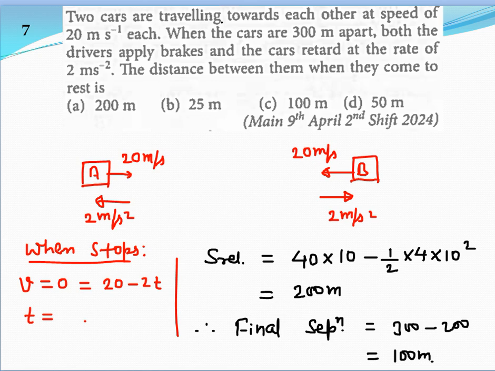Two cars are traveling towards each other at a speed of 20 meter per second each. Initially the cars are 300 meter apart.